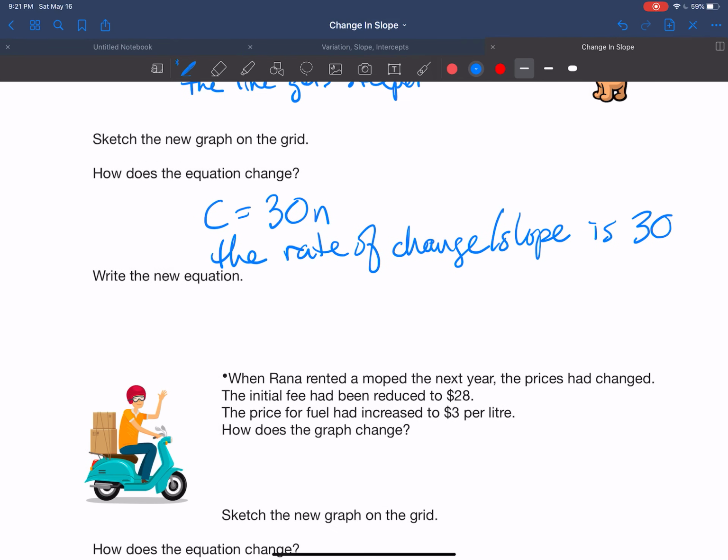But now let's look at the moped. So the initial fee has been reduced to 28, but the fuel is increased to $3 per liter. So lower initial fee, higher per liter of gas. So how does the graph change? Well, our initial value is lower. Initial value is lower, and the line is steeper.